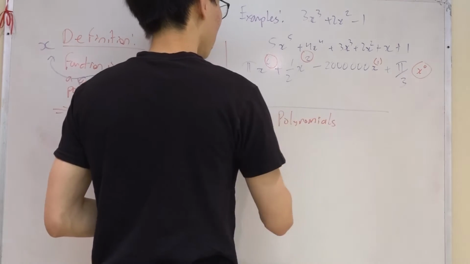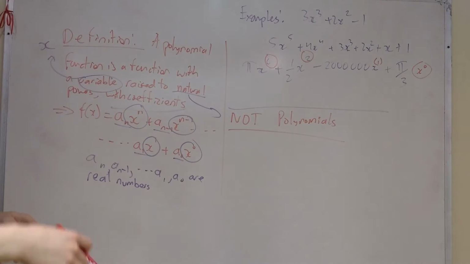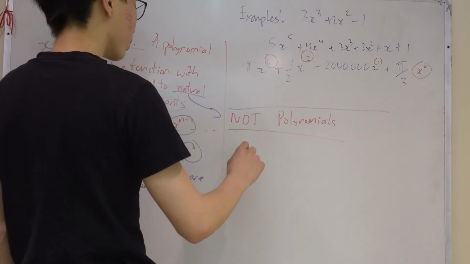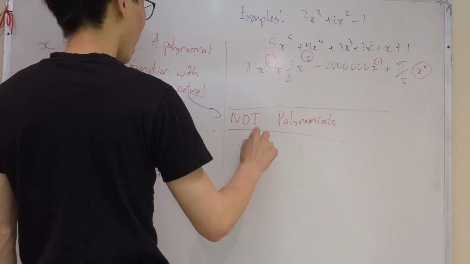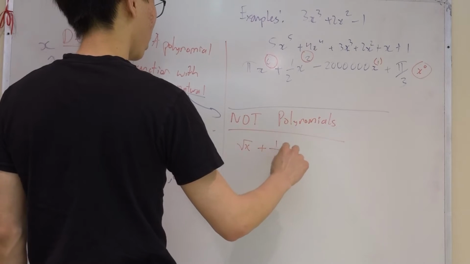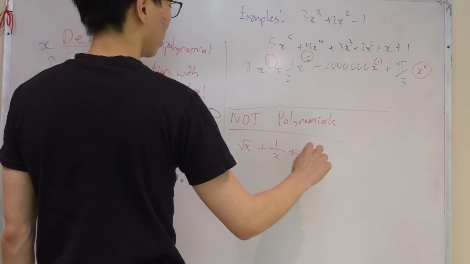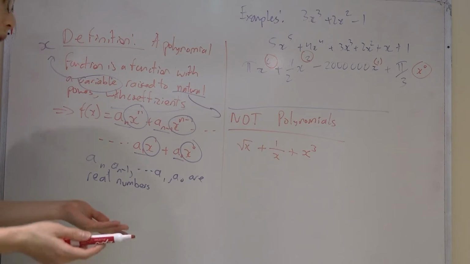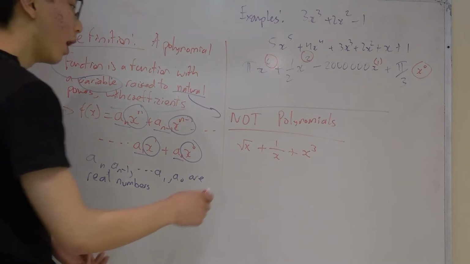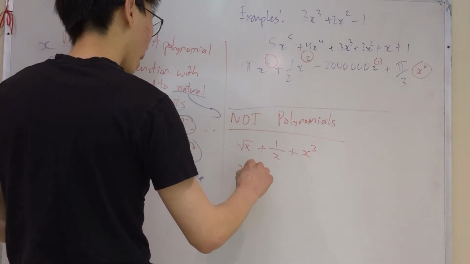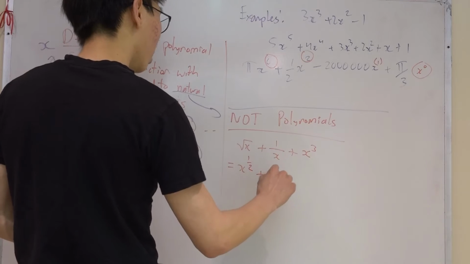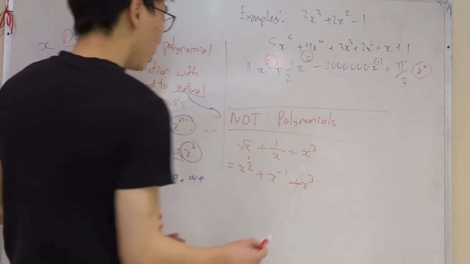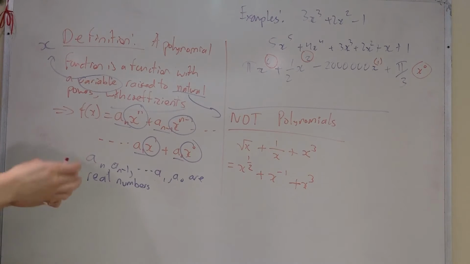So here are some examples of not polynomials. Okay? So the first thing that I could do is just have something that is not a power. So for example, I could just do root x plus 1 over x plus x to the 3. So you might look at this and think maybe it's a polynomial. After all, I can change these, right? I can make them x. This is the same thing as x to the 1/2 plus x to the -1 plus x cubed, right? Maybe this is a polynomial. No, it's not.